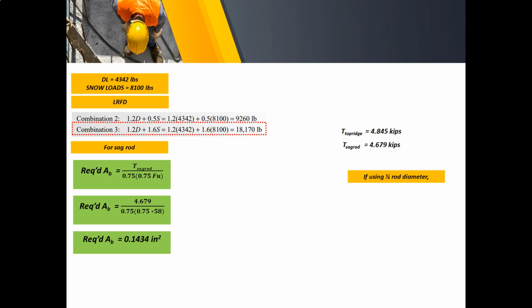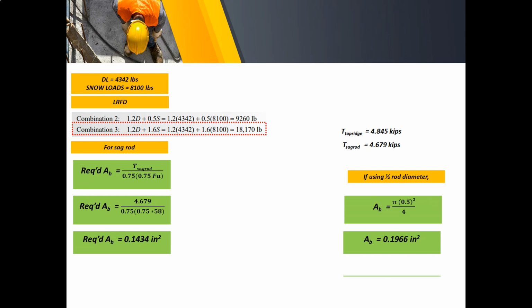0.1434. So in here, if we're going to try to use 1/2 rod diameter, computing the bar area using that diameter by the formula pi r squared all over 4, we will have 0.1966 square inches, and 0.1966 is greater than 0.1434. So we might say that it is sufficient.